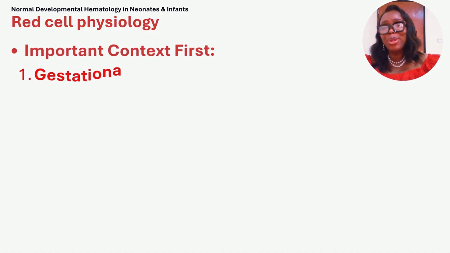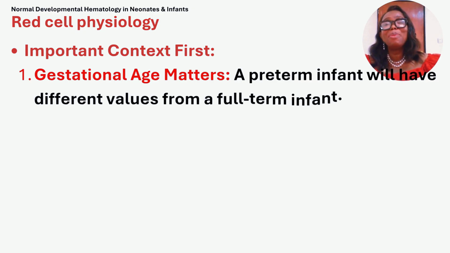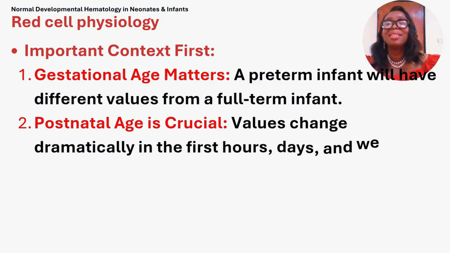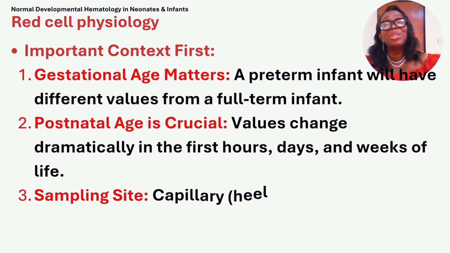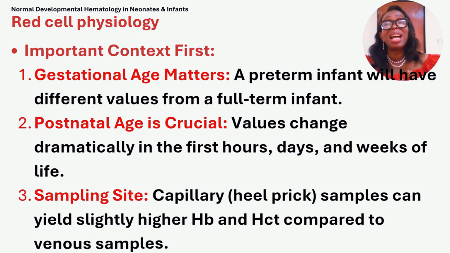Important things to note. Number one, in neonates, gestational age matters. A preterm infant will have different values from a full-term infant. Again, postnatal age is also very crucial. Values change dramatically in the first hours after birth, even in days and also in weeks and months of life. The sample site is also very important. Capillary samples like heel prick can yield slightly higher hemoglobin and hematocrit compared to venous samples.